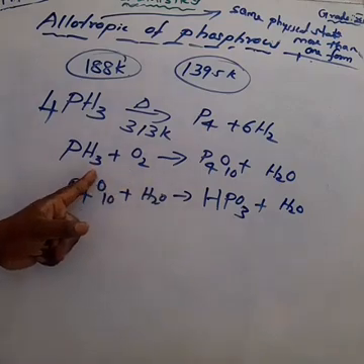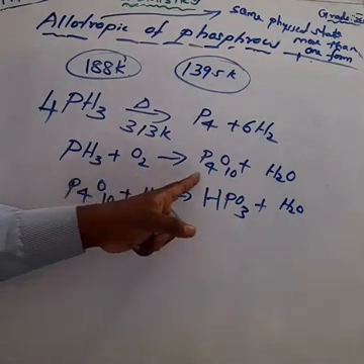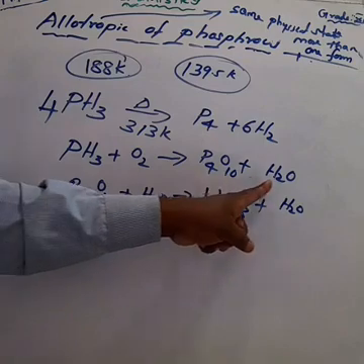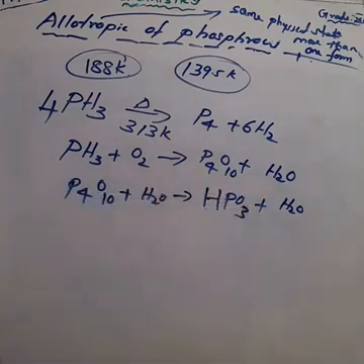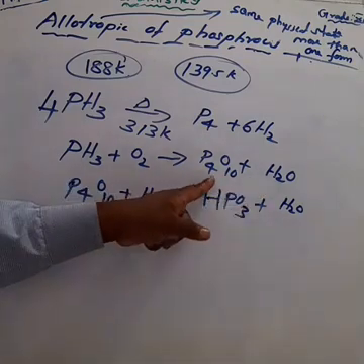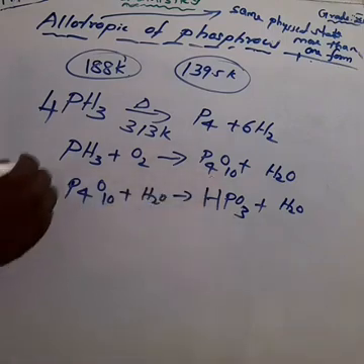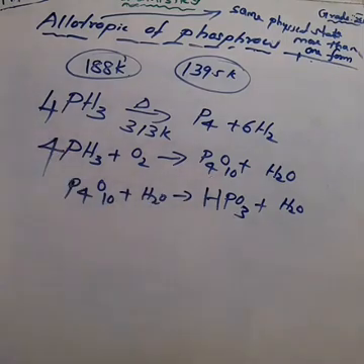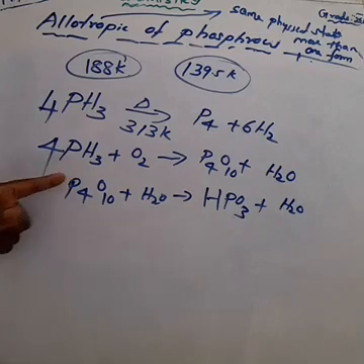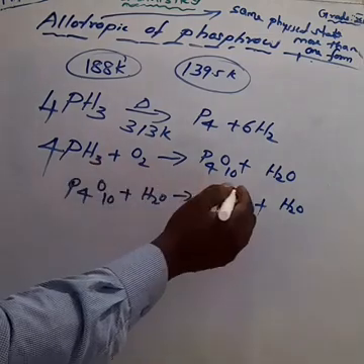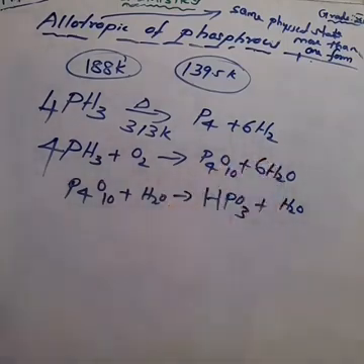PH3 plus O2 gives P4O10 plus water molecules. So the product side, how much phosphorus is there? 4. So make it 4 PH3 on the reactant side. Next we count the hydrogen. Here hydrogen is 4 times 3, which is 12. So on the product side make it 6 water molecules. 6 into 2 is equal to 12.